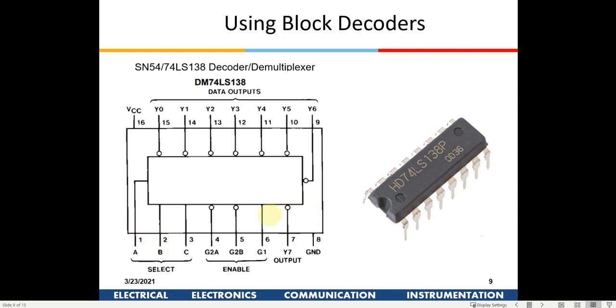Now this also has 3 enable pins. This has to be put to 0, this has to be put to 0, and this has to be put to 1 to enable this chip.